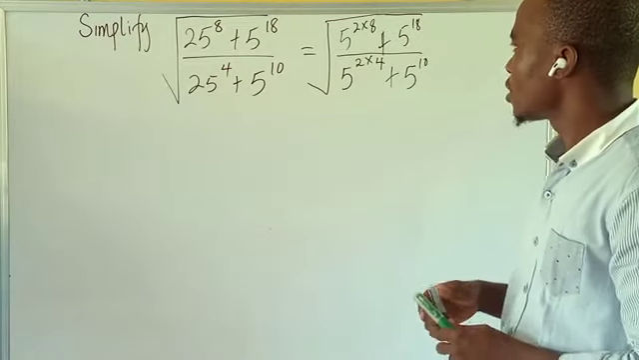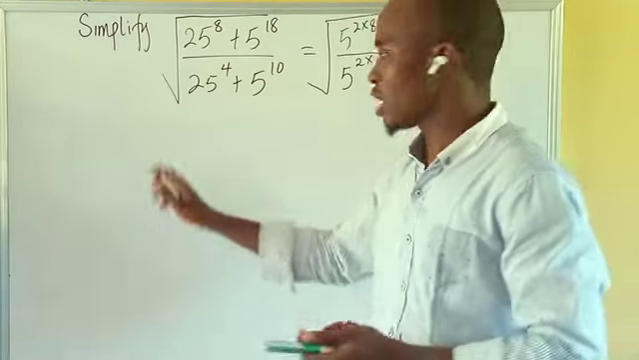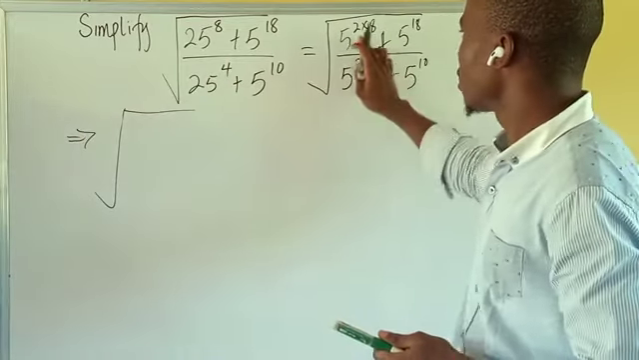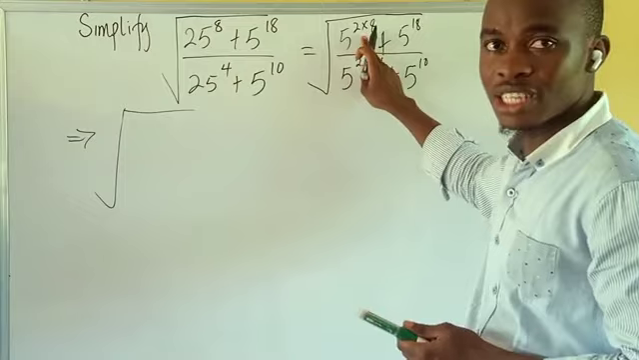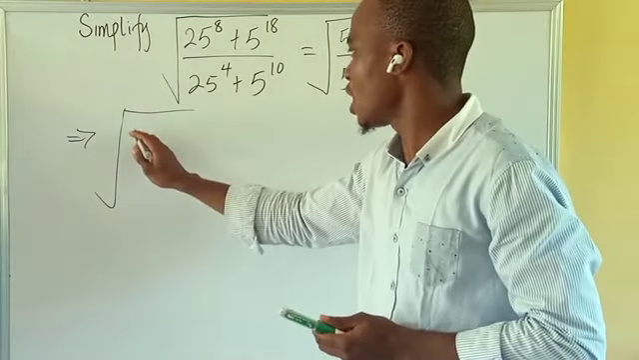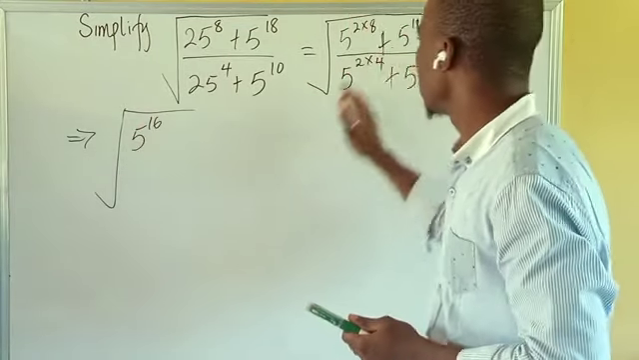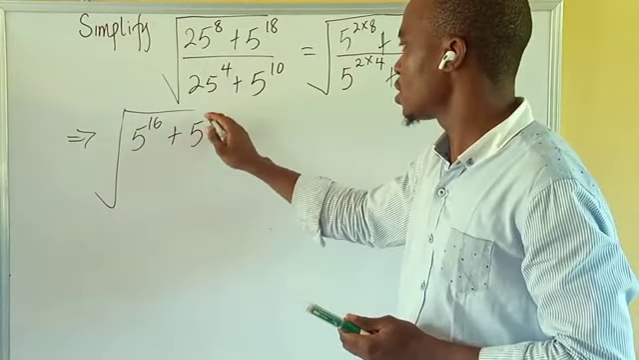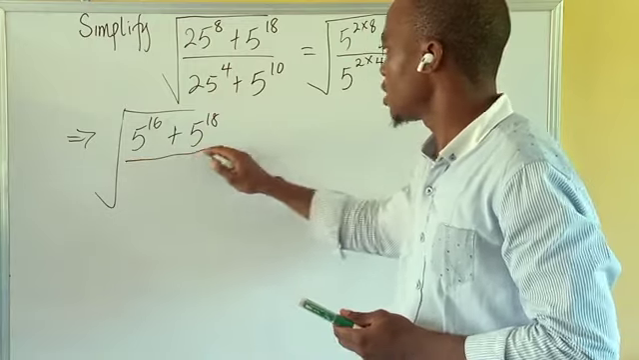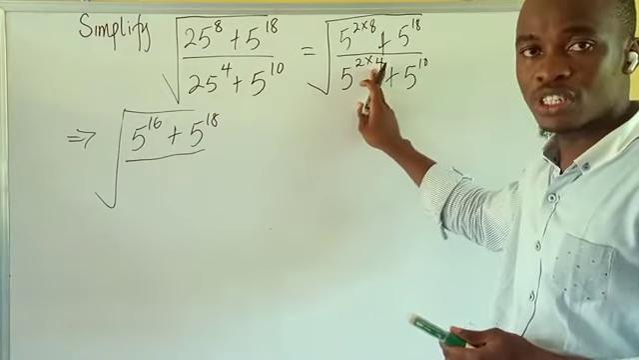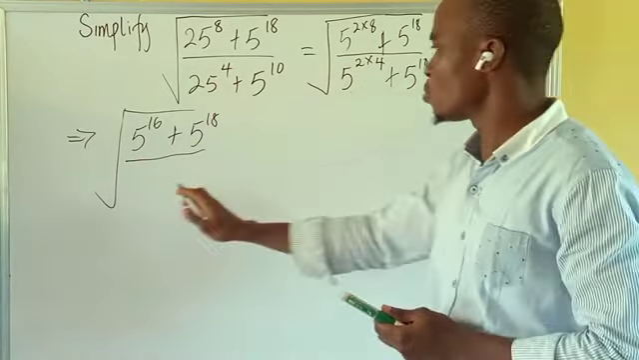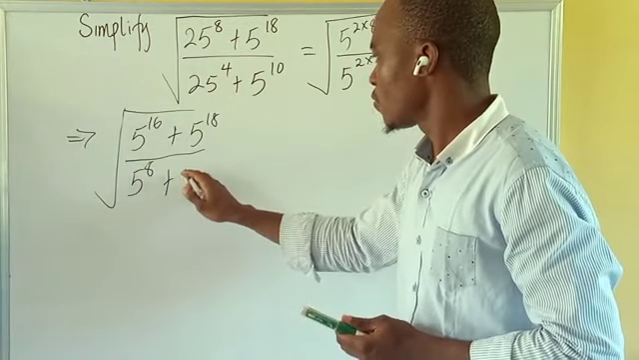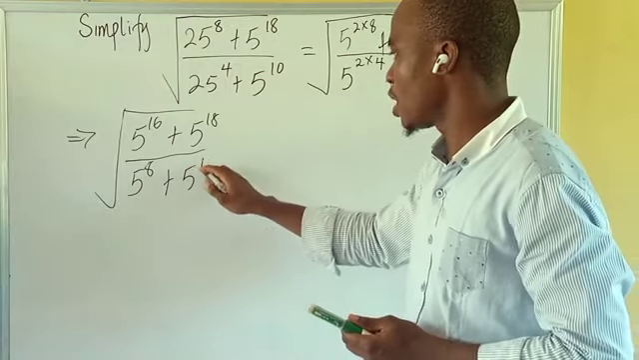So from there, what's the next thing we are going to have? 2 times 8 is 16. So we have 5 to the power 16, plus here we have 5 to the power 18, divided by, here we are going to have 2 times 4, which is 8. So 5 to the power 8 here, then plus 5 to the power 10.